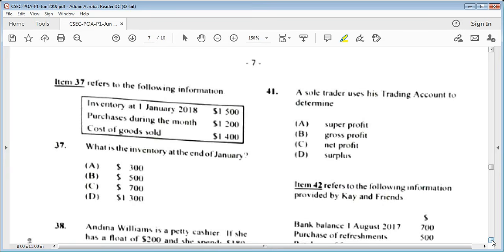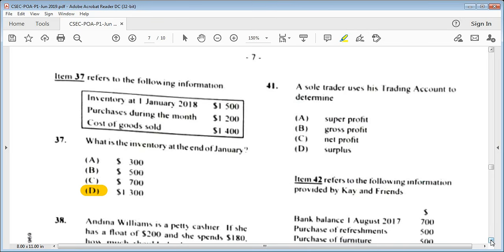Let's go on to 37. Item 37 refers to the following information. Inventory at the 1st of January 2018, $1,500. Purchases during the month, $1,200. Cost of goods sold, $1,400. What is the inventory at the end of January? A, $300. B, $500. C, $700. Or D, $1,300. We know the opening stock is $1,500. Add our purchases, $1,200, $2,700. And then you less your cost of goods sold, which is $1,400. So $1,400 from $2,700, we're left with $1,300. This is another repeat question.